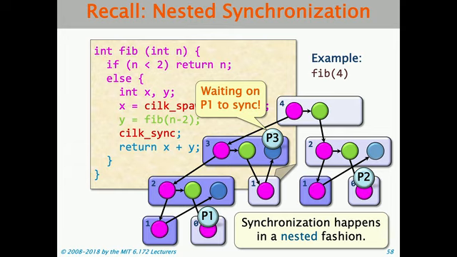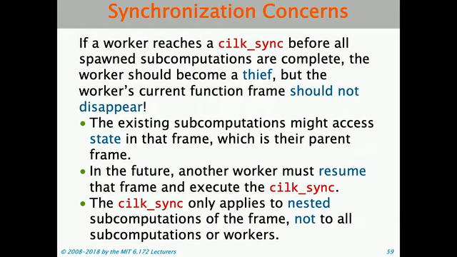Now, in this case, P3 is waiting on P1 to finish its execution before the sync can proceed. And synchronization needs to happen really only on the subcomputation that P1 is executing. P2 shouldn't play a role in this. So what exactly happens when a worker reaches a Cilk sync before all the spawned subcomputations return? Well, we'd like the worker to become a thief. We'd rather the worker not just sit there and wait until all the spawned subcomputations return. That's a waste of a perfectly good worker.